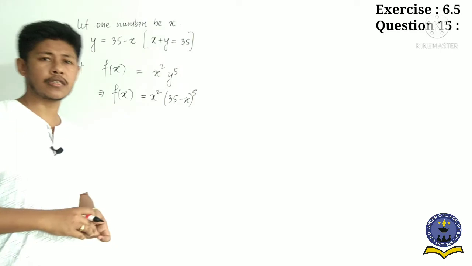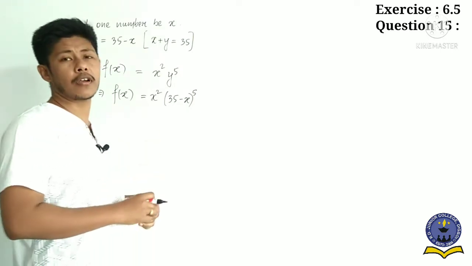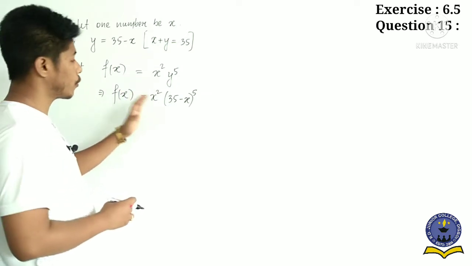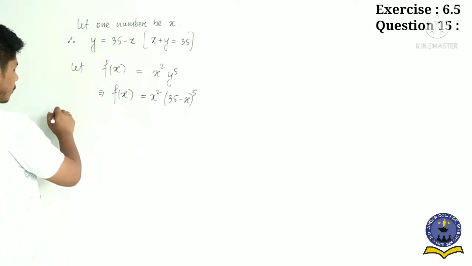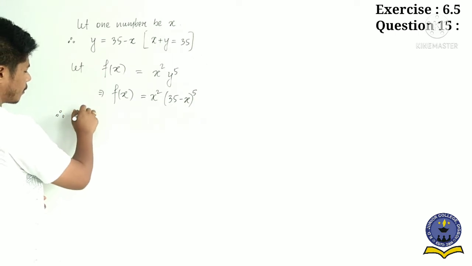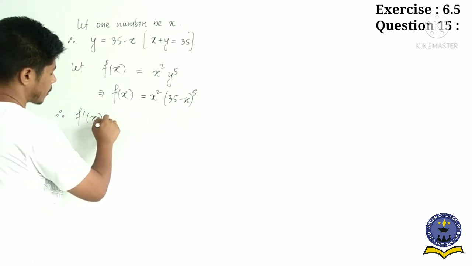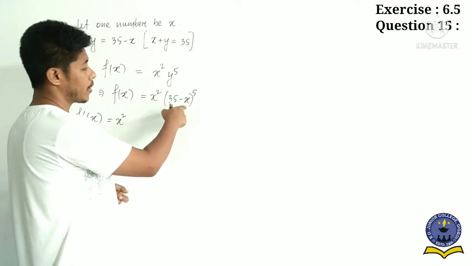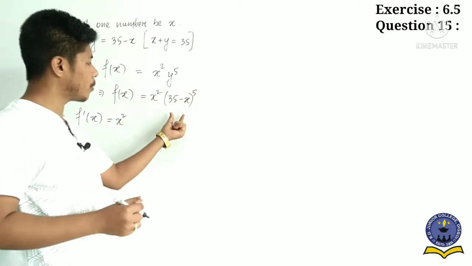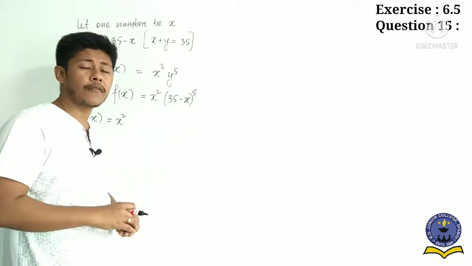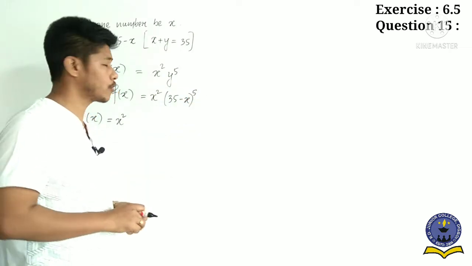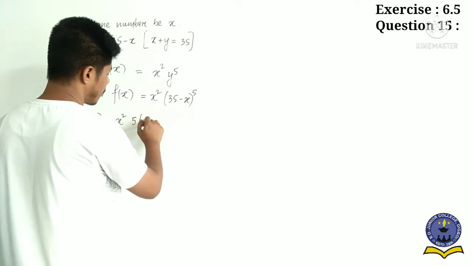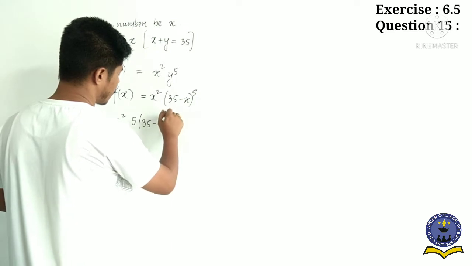Now our process is the same. What do we have to do? We have to find the critical points. For that, first of all we differentiate with respect to x. So f dash of x equals, keeping x square, we differentiate (35 minus x) to the power 5. It is of the form u to the power 5, so we write 5 times u to the power 4. So first we write 5 into (35 minus x) to the power 4.